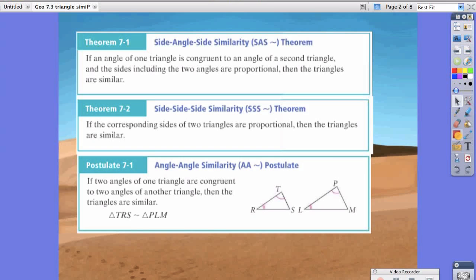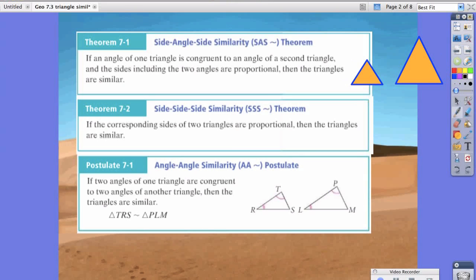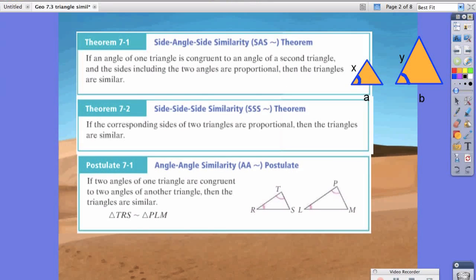So all they're really saying here is that if we were to have, say, two triangles, and one of those angles, these two angles say, are congruent, and the sides, say x and y, are proportional to A and B, then these two triangles are similar. Notice how we have x and a. These are the sides that include the angle, and y and b include the same one.